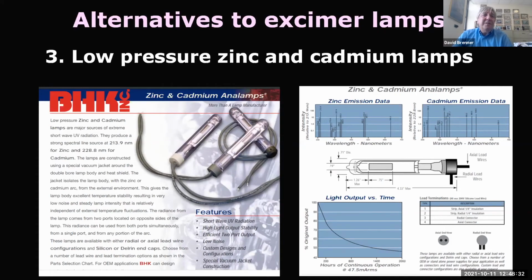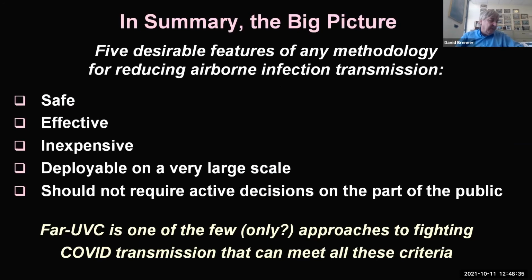So there are alternatives to eczema lamps, is my point. Right, I see my time is up, so let me summarize. This is my picture, that there are 5 features of any methodology that you might think about for reducing airborne infection transmission. It has to be safe, of course. It has to be effective, and that's, I think, where a lot of the current alternate technologies fail. If you have an equivalent to 1 or 2 air changes per hour with your technology, it's not going to have much effect. It has to be inexpensive, and Far-UVC is sort of moving in that direction.